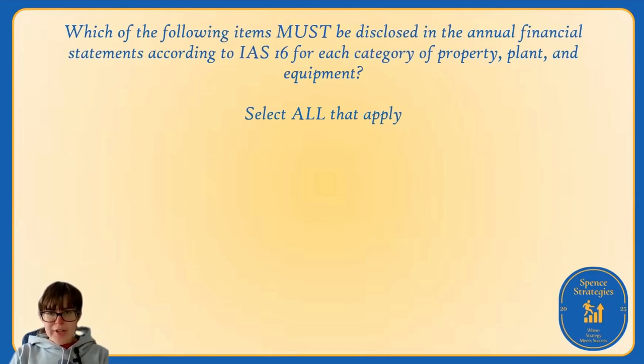We're going to have a look at a question now regarding IAS 16, and what we want to know is which of the following items must be disclosed in a company's annual financial statements in line with IAS 16, PPE, standing for, of course, property, plant and equipment. You are asked to select all that apply.